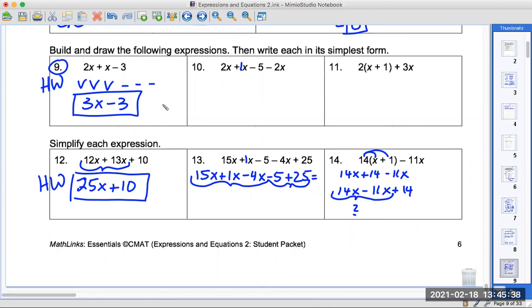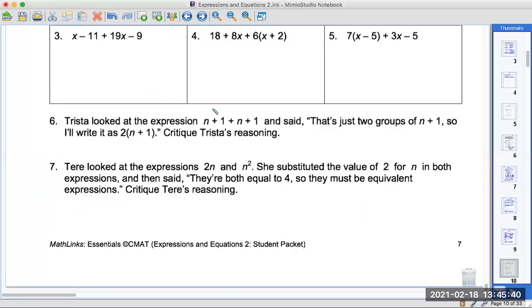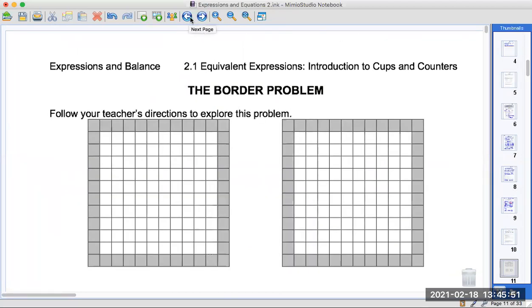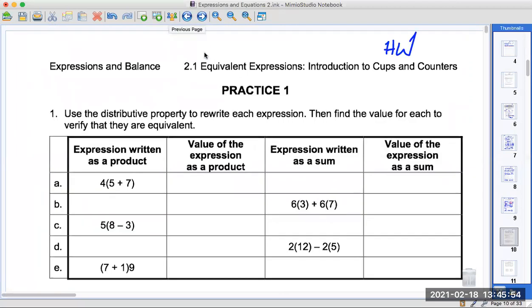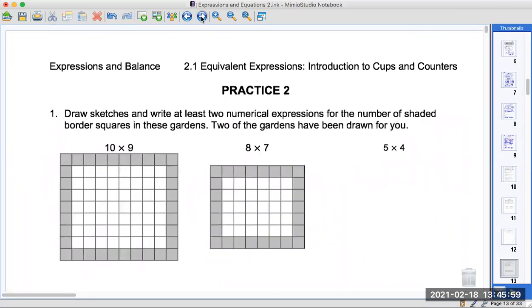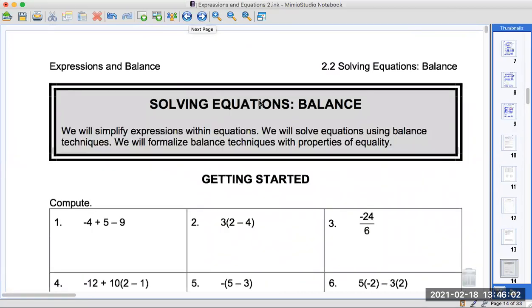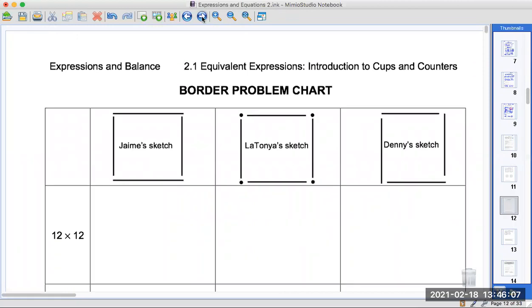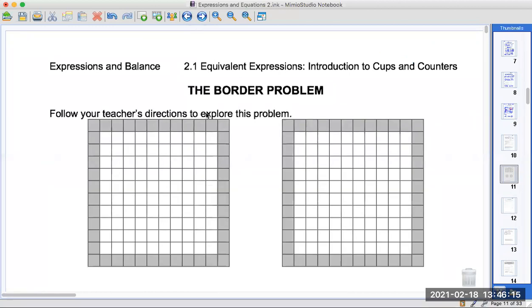And then next page is homework. And then we have the border problem. I'm going to stop here because it's getting too lengthy. So I will do that border problem next time. And then we're going to start with solving equation balance. Okay, so up till here is, and I know I'm going to skip this page. But we're going to do this page.